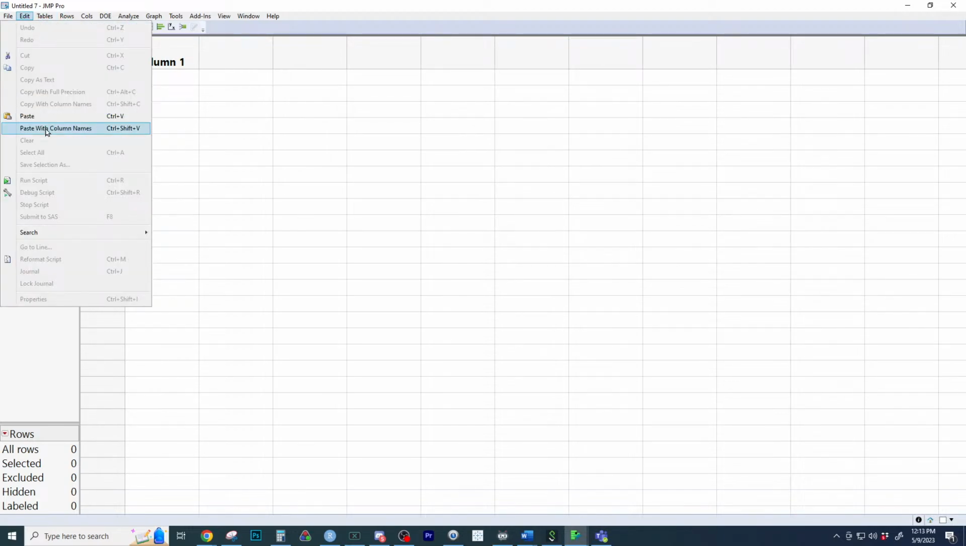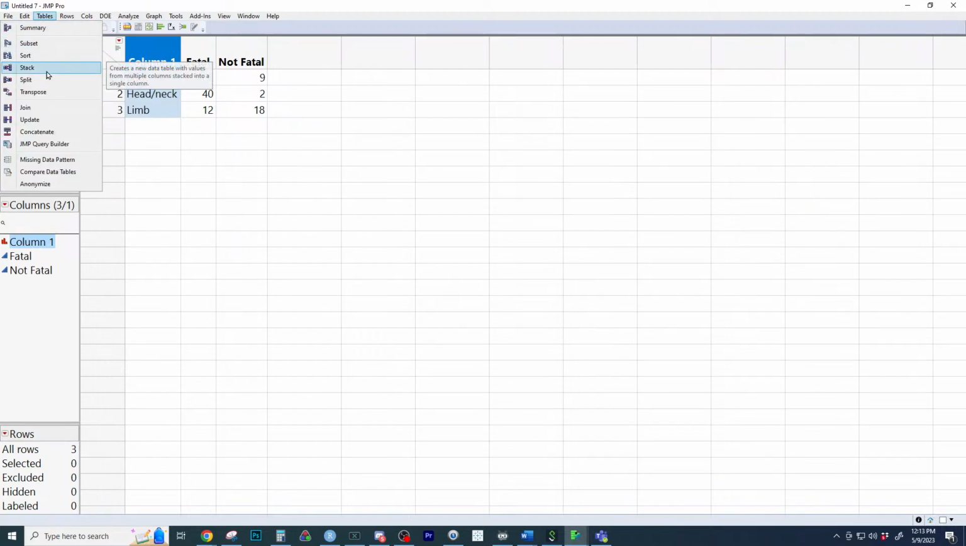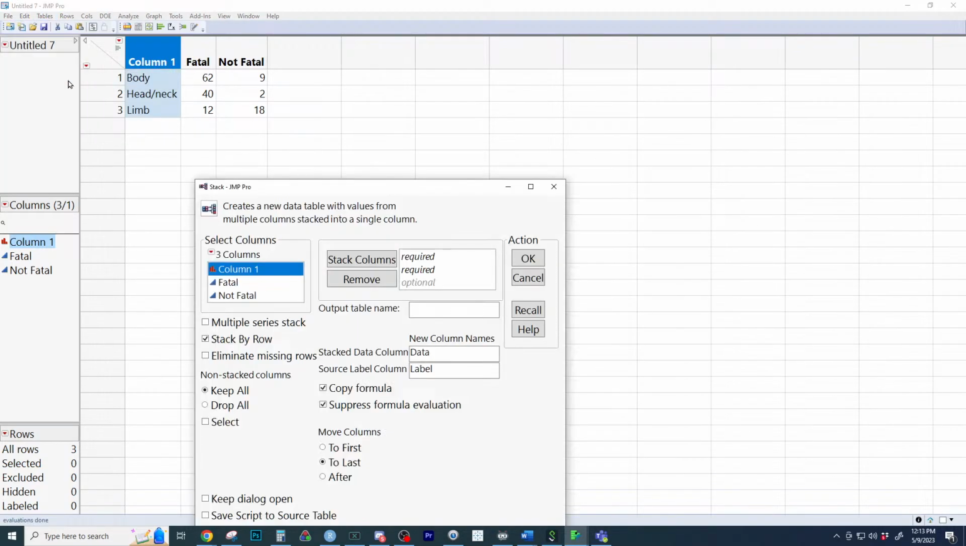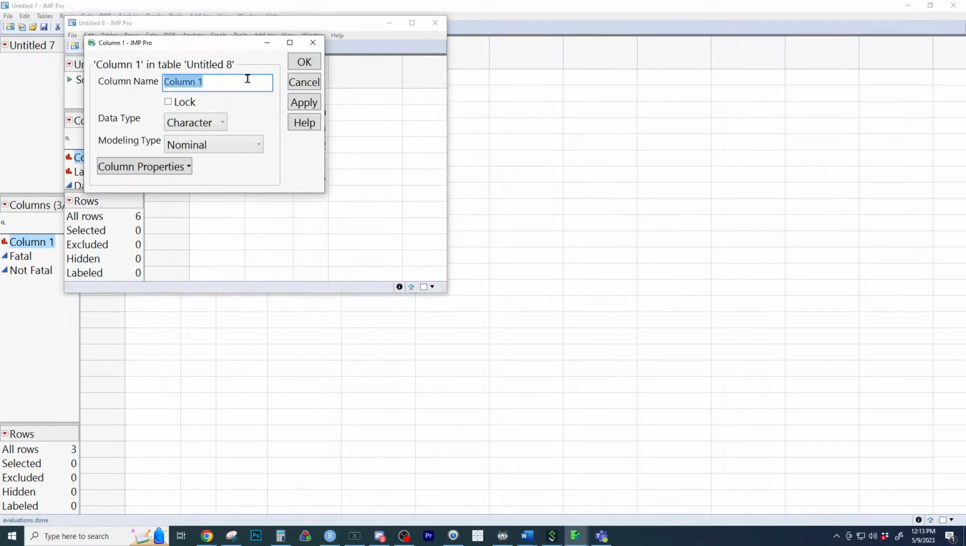Edit, Paste with column names. It has to be with column names. Once you've pasted with the column names, you'll see here a red column, blue, and blue. You can then go to Tables and go to Stack. Under Stack, click the blue columns only until they populate this area right here. You can also drag and drop them, but make sure you have the blue columns right there. Now that you have the blue columns there, go ahead and click OK. Now you'll see right here, this is site of injury. We're double clicking.